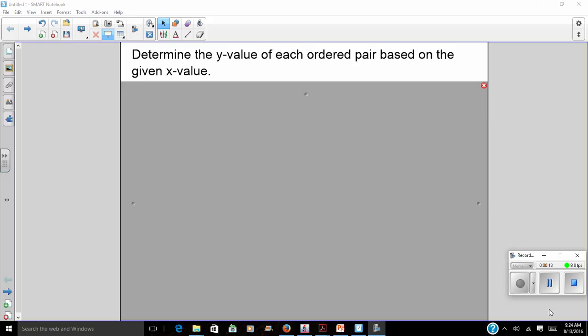This actually comes from your RSG homework assignment, and we are working today on determining the y value of each ordered pair based on a given x value. The only real confusing part, I think, about this particular set of homework problems is just the visual way it is presented. There are actually three problems incorporated in each problem, technically.